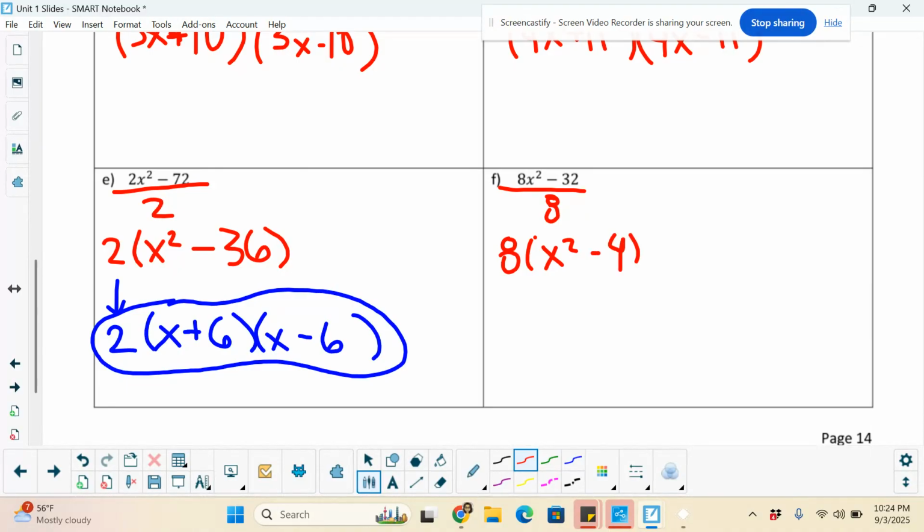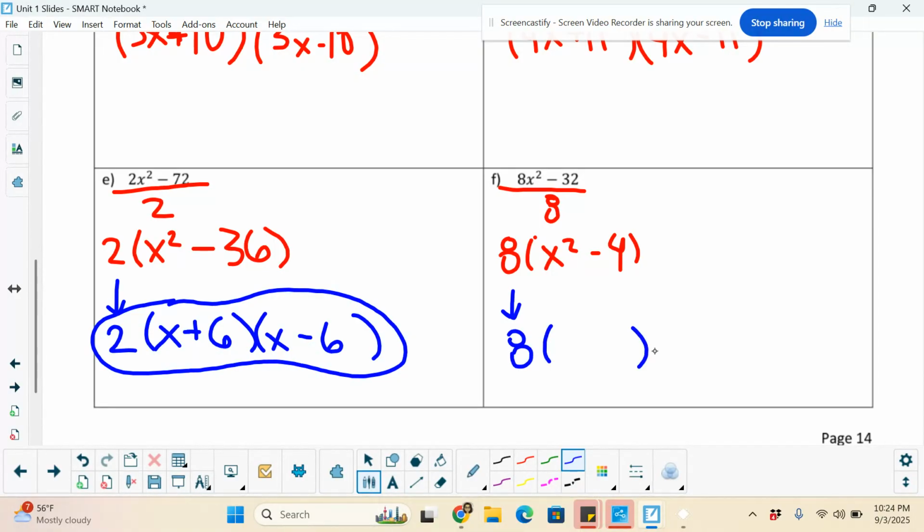Okay, perfect. Now we look inside of our parentheses. X squared is a perfect square. There is a minus. And there is a 4. 4 is a perfect square. Excellent. We have a difference of squares. Okay, let's break it down. 8 comes with us.